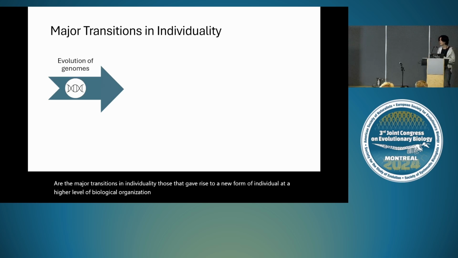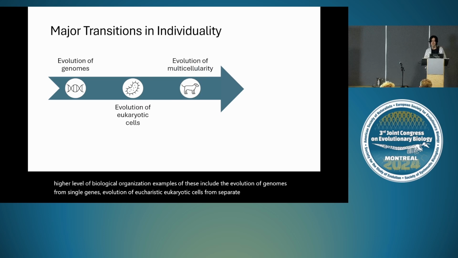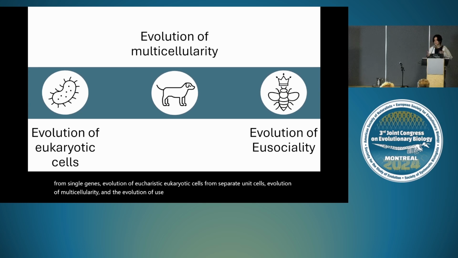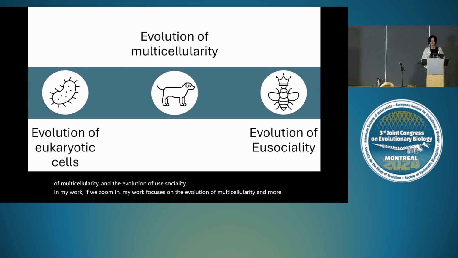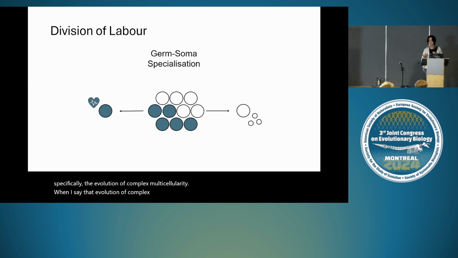Examples of these include the evolution of genomes from single genes, the evolution of eukaryotic cells from separate unicells, the evolution of multicellularity, and the evolution of eusociality. If we zoom in, my work focuses on the evolution of multicellularity, and more specifically, the evolution of complex multicellularity. When I say complex multicellularity, I mean multicellularity with division of labor, where cells specialize on certain tasks. Division of labor, and especially germ-soma specialization of cells on either reproduction or viability, is closely associated with the process of individuation.